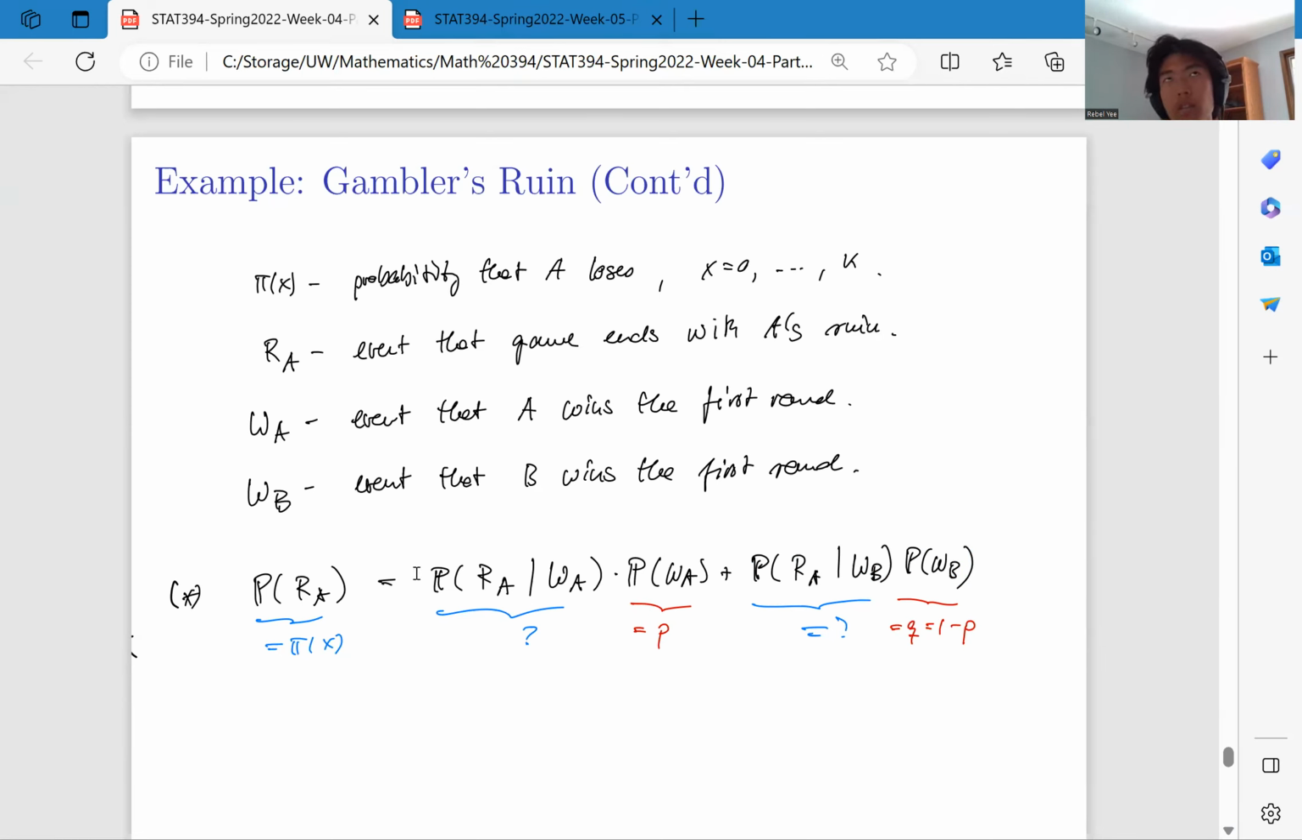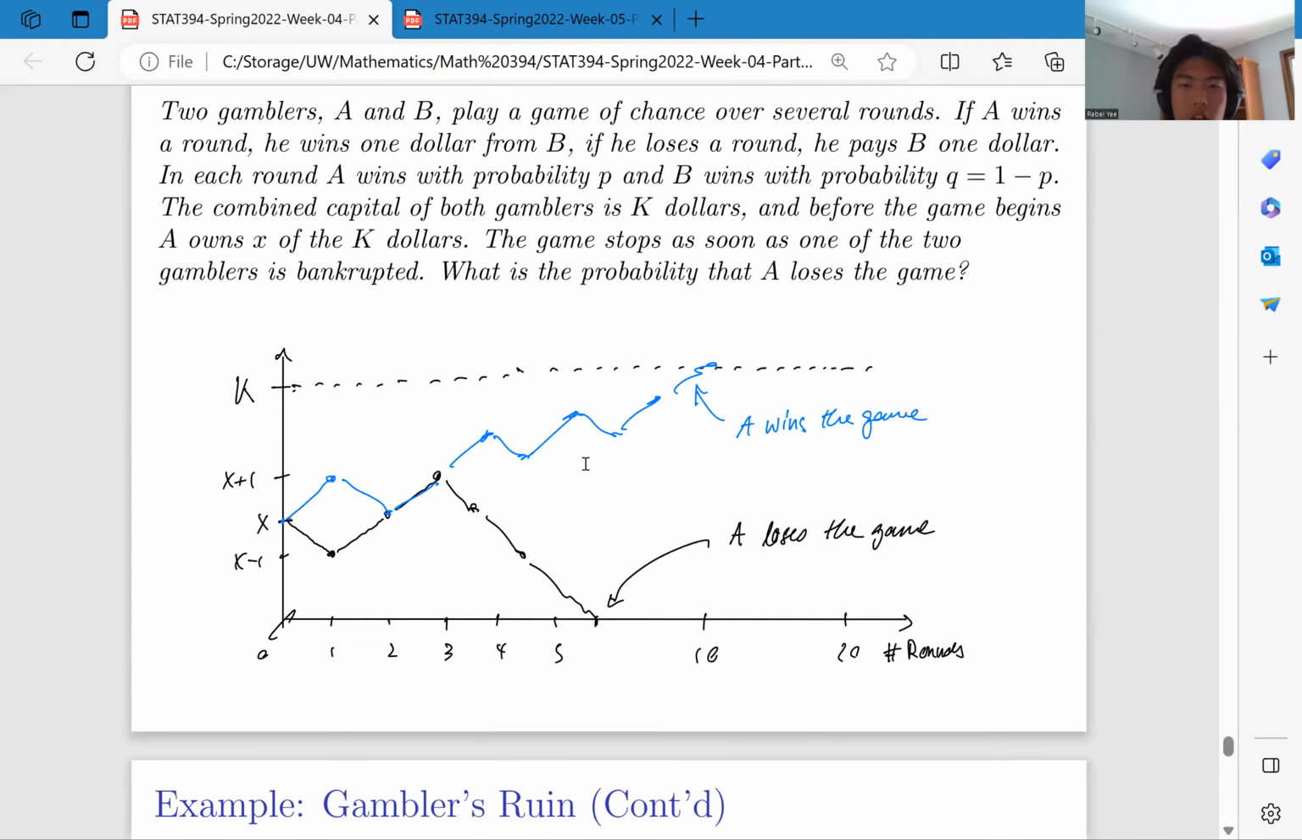We use the law of total probability because we know whether A wins or loses. There are two subsets for the first round, A wins and B wins, and we combine them together using addition. This will somewhat simplify the problem, because we only know the first position, which is here, and we are not sure what goes on from here.